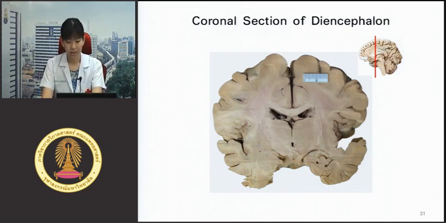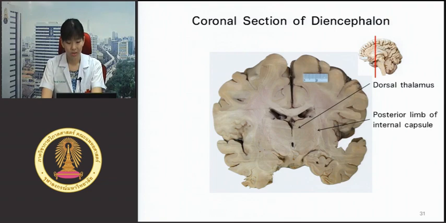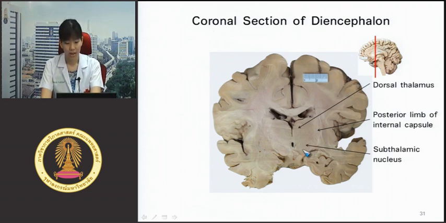Coronal section of the diencephalon shows dorsal thalamus, which lies medial to the posterior limb of the internal capsule. The subthalamic nucleus is located ventral to the dorsal thalamus. Note also the amygdala and hippocampus in the temporal lobe.